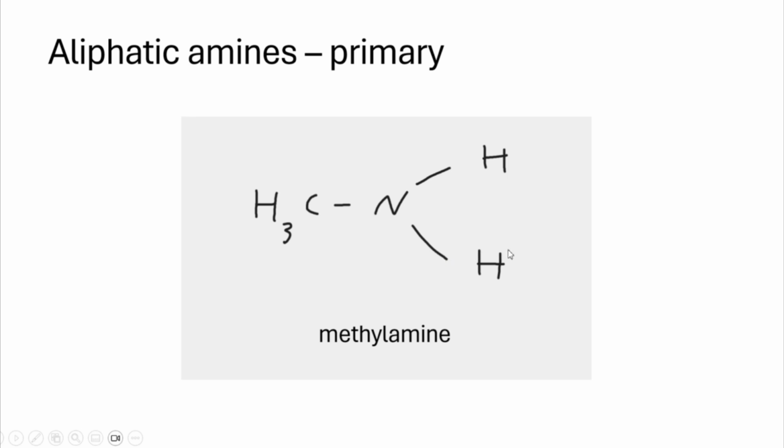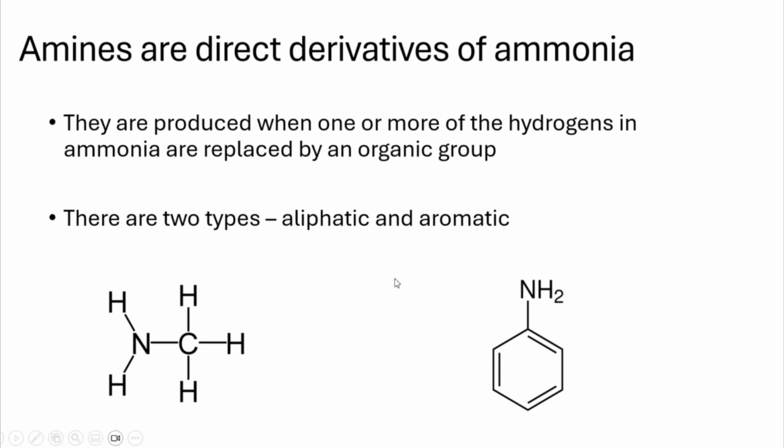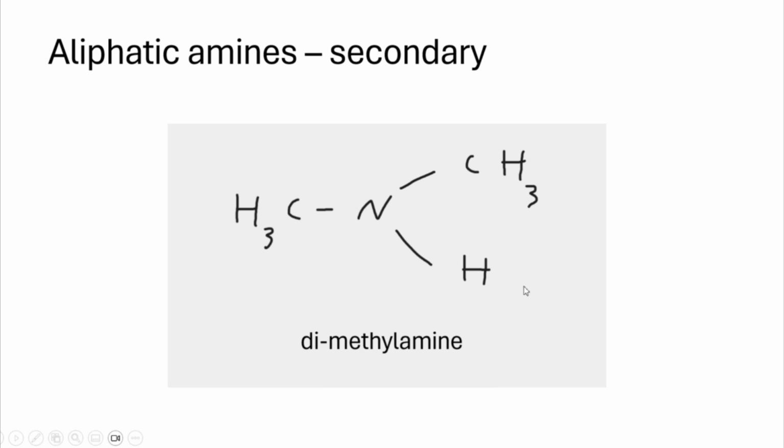Aliphatic amines come in a couple of types. So they come in primary. This is a primary one. NH3 would be ammonia, and one of the H's has been swapped for CH3, so now we've got methylamine. This methylamine is a primary amine because it's only got one group coming out. This aromatic amine here, phenylamine, is also going to be primary because it has one organic group and two H's.